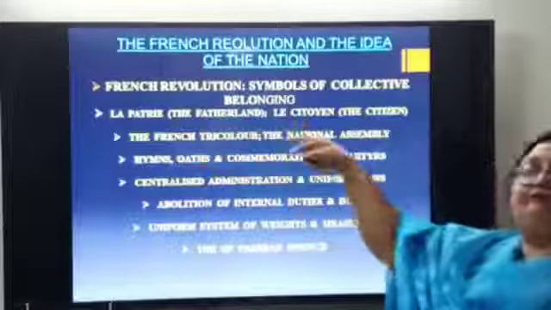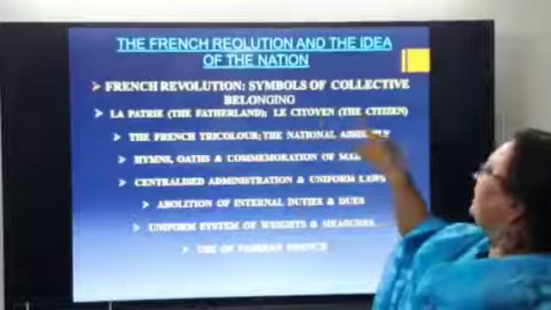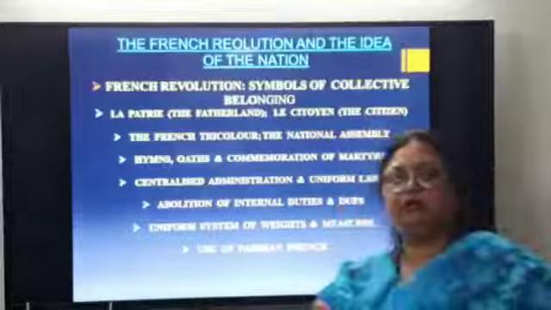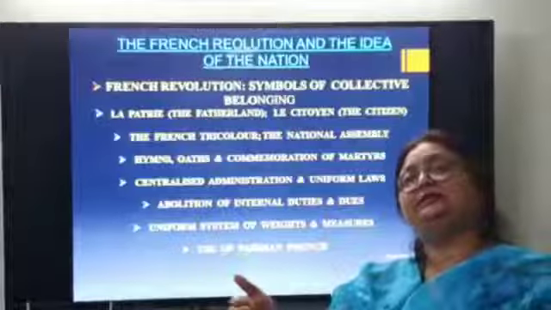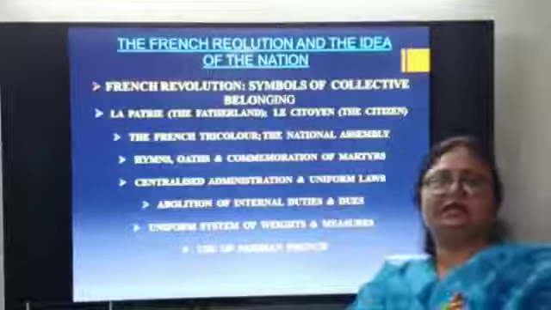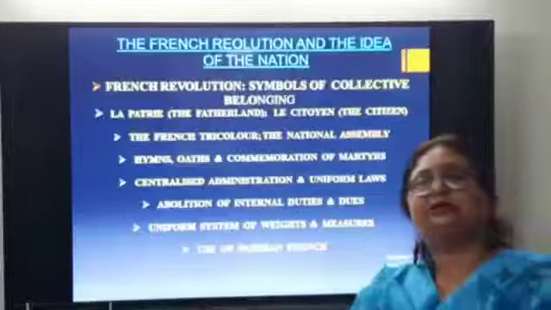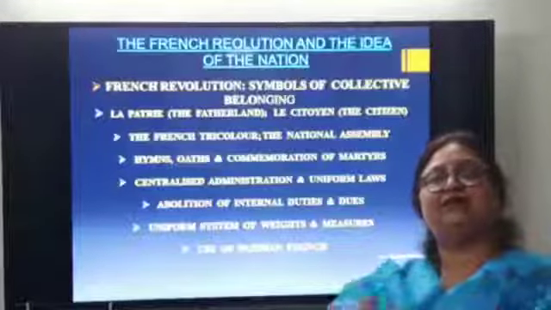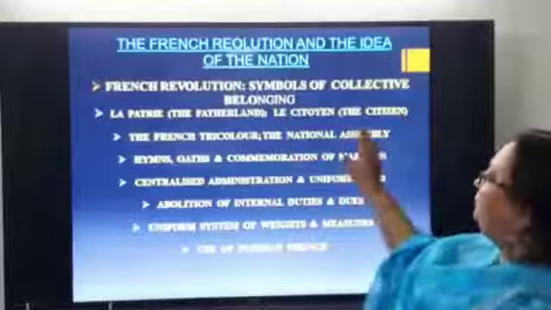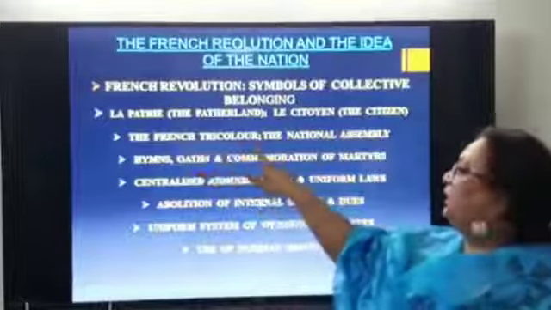Then the feeling of laicity, that is the citizens. There were no rulers, there were no nobles. Everybody was treated in the same manner. We've studied in class 9 that the French society was divided into 3 estates. Over here, there are no estates. Everybody is the same in the eyes of law. France adopted a tricolor flag.